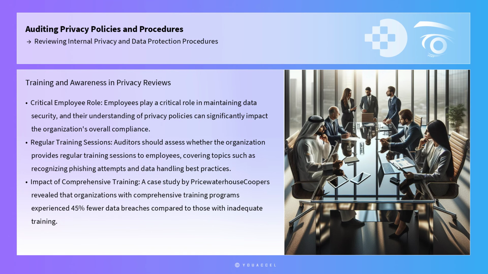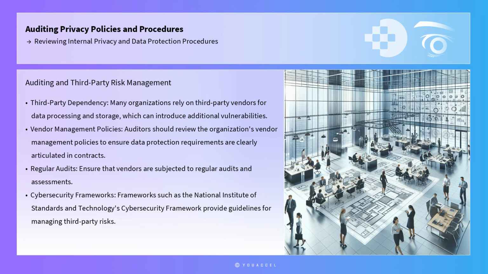A case study by PricewaterhouseCoopers revealed that organizations with comprehensive training programs experienced 45% fewer data breaches compared to those with inadequate training. In addition to evaluating internal procedures, auditors must consider third-party risk management. Many organizations rely on third-party vendors for data processing and storage, which can introduce additional vulnerabilities. Auditors should review the organization's vendor management policies to ensure that data protection requirements are clearly articulated in contracts and that vendors are subjected to regular audits and assessments.